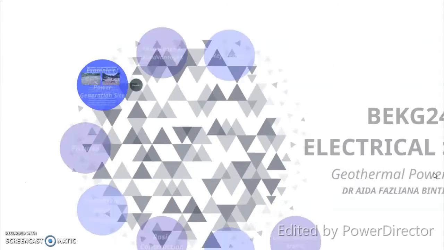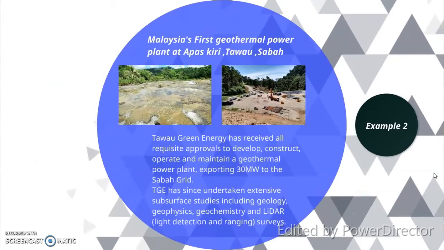The first example of a geothermal power generation site is Malaysia's first geothermal power plant at Apas Kiri, Tawau, Sabah. Tawau Green Energy has received all requisite approvals to develop, construct, operate and maintain a geothermal power plant, exporting 30 MW to the Sabah grid. TGE has since undertaken extensive subsurface studies including geology, geophysics, geochemistry and light detection and ranging surveys.